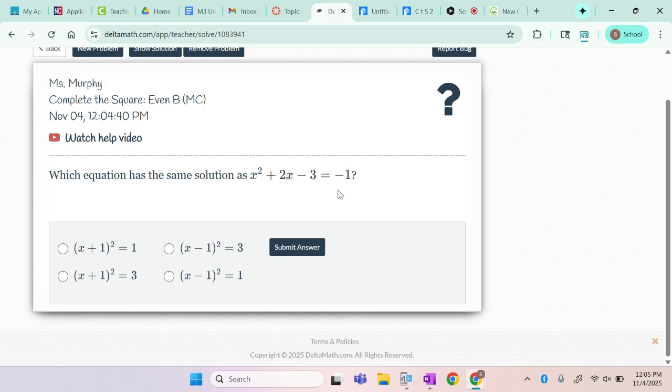Plus the 1? Nope. Add the 3. I need to get rid of the c value. So whatever constant is over here with the quadratic, that's what you move to the other side. So I'm going to add the 3. This is x squared plus 2x, I'm going to leave this space, is equal to 2.